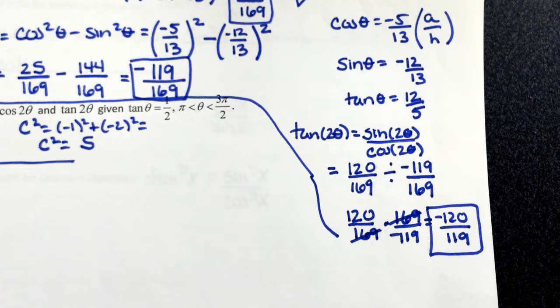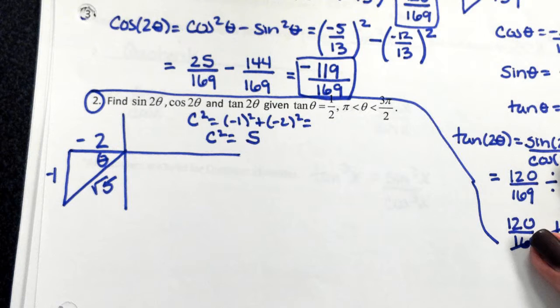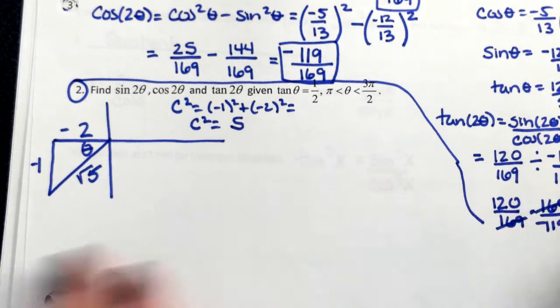Square root of 5, yeah. You should have come up with a square root of 5. All right, so you should come up with a square root of 5 when you did your Pythagorean theorem. All right, so any questions? Again, don't forget to put those negative signs.